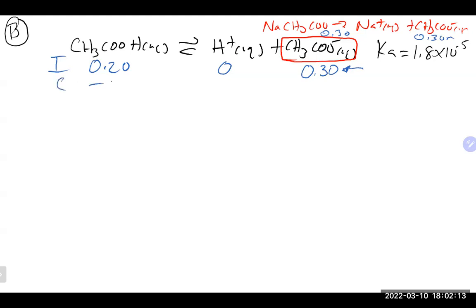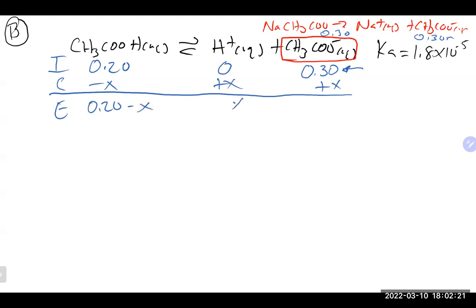The rest of the ICE table pretty much going to be the exact same deal. So we're going to have our minus X, our plus X, and our plus X. That means that when we get to equilibrium, 0.2 minus X, X, and also important here is 0.3 plus X on that side. Just like before, the equilibrium is the acetic acid, which means, again, we're going to be using the same Ka expression.